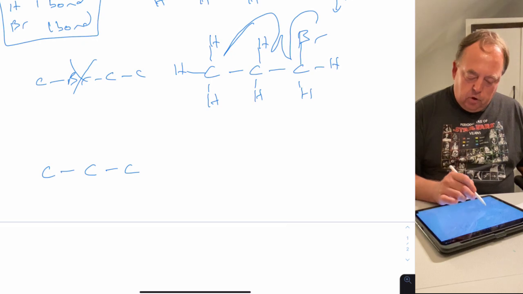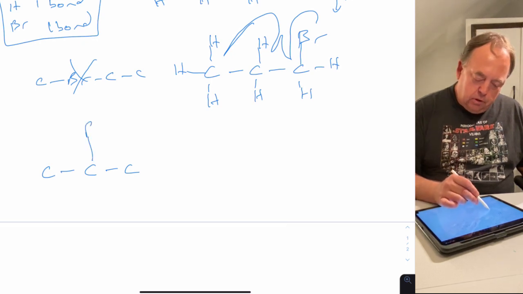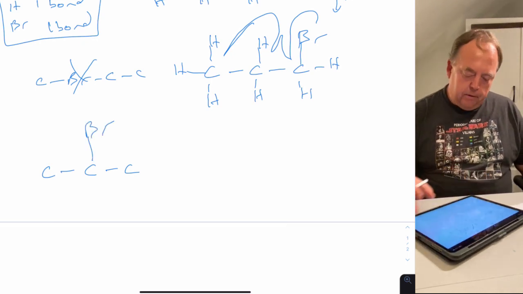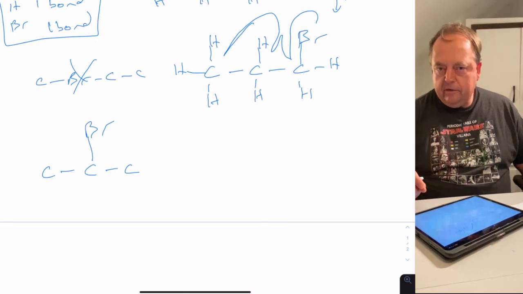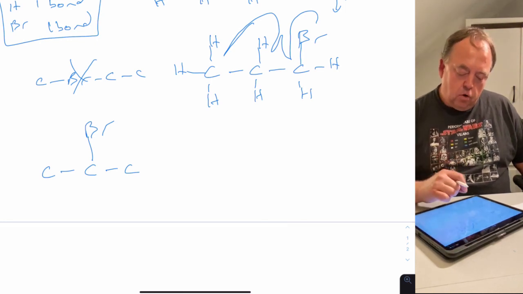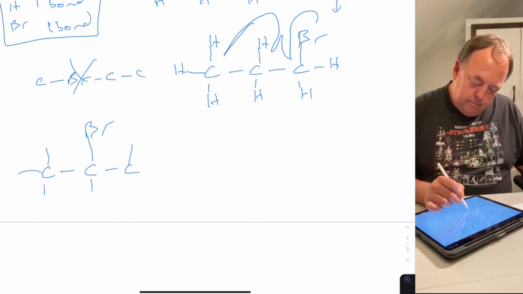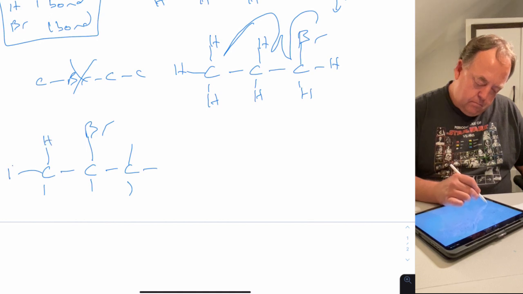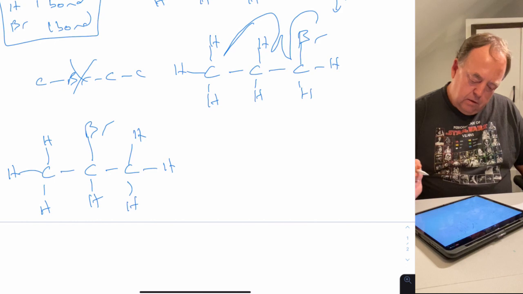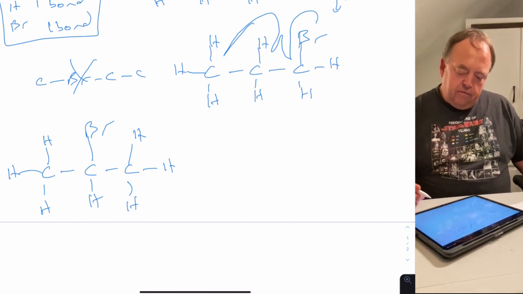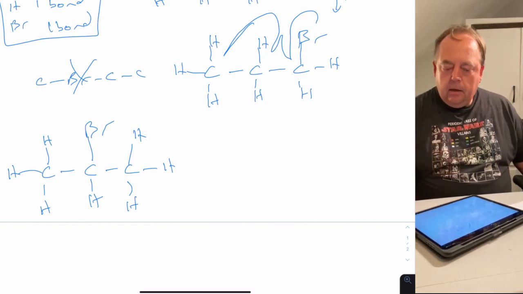But what we could have done differently is, instead of putting the bromine at the end, we could have put the bromine in the middle, on the middle carbon. And that would be a different order of attachment, because then it's carbon, carbon with a bromine, and then a carbon. And then fill in the hydrogens. So that's C3H7Br, that's a different molecule.